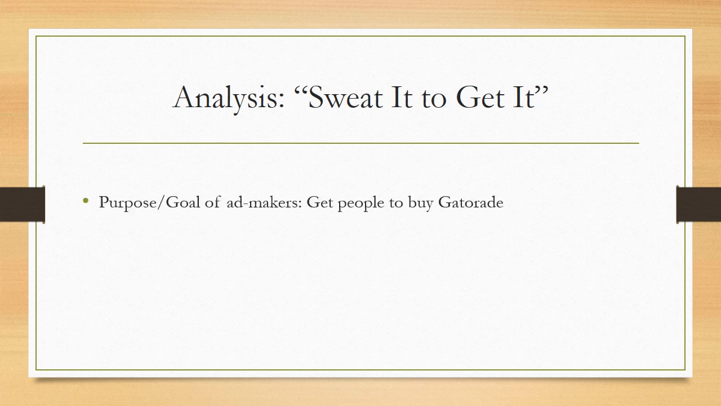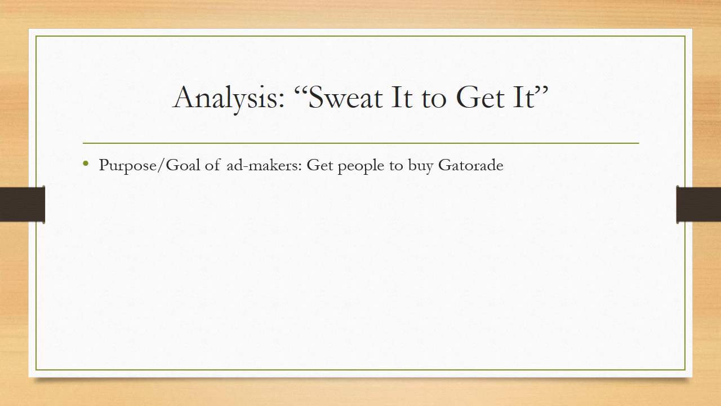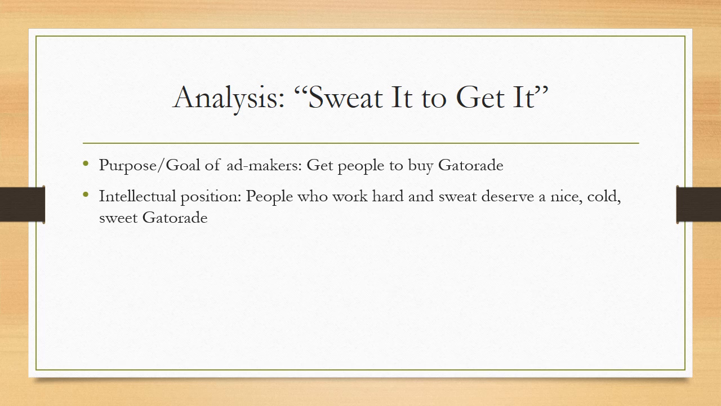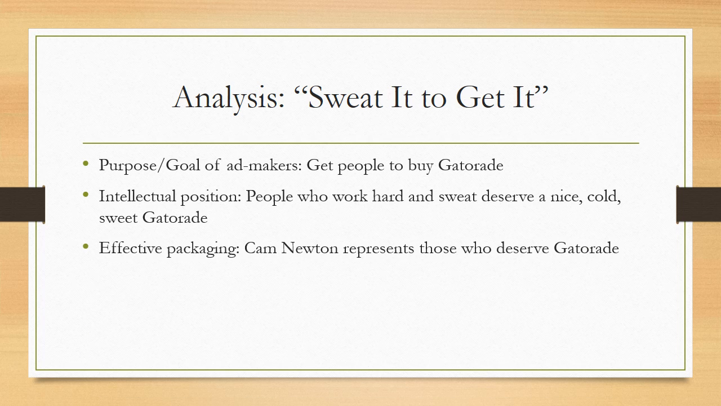Well, here we go. So the purpose or the goal of the ad makers is to get people to buy Gatorade. We know that, right? But how are they doing it? So there's an intellectual position here, to use Adler's phrase, which is people who work hard and sweat deserve a nice, cold, sweet Gatorade. This guy who's just sitting in an office or whatever, not working out, not working hard, at least in a physical sense, doesn't deserve Gatorade. It's kind of the idea the ad puts forth. But how do they package that up?